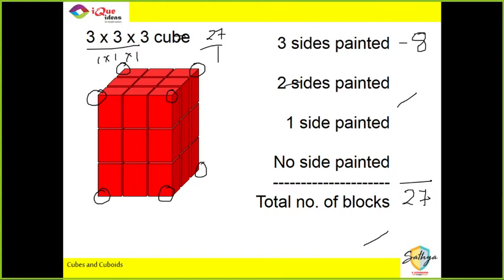Okay. Second, we come to 2 sides painted. Now in 2 sides painted, what was the concept we saw? In the top layer, let's count everything which is on the edge but not the corner. So 1, 2, 3 and 4. There are 4 pieces which are on the edge but not the corner. So in the top layer there are 4. It will be symmetrical with the bottom layer, so there will be 4 in the bottom.